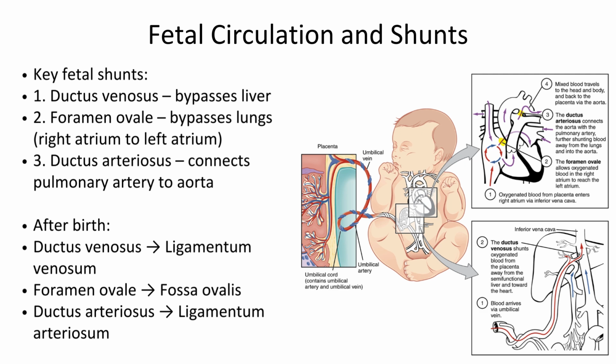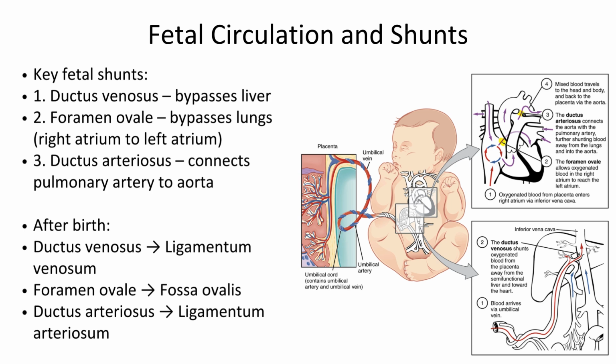During fetal life, oxygenation happens via the placenta, not the lungs, so the body has shunts to bypass underdeveloped organs, especially the lungs and liver. Let's go through them. Ductus venosus bypasses the liver, allowing oxygen-rich blood from the umbilical vein to enter the inferior vena cava. Foramen ovale allows blood to flow directly from the right atrium to the left atrium, bypassing the lungs. Ductus arteriosus connects the pulmonary artery to the aorta, again shunting blood away from the fetal lungs.